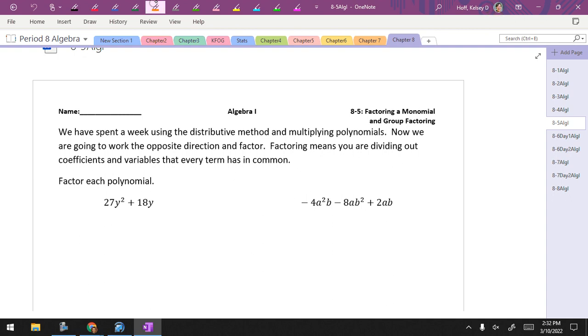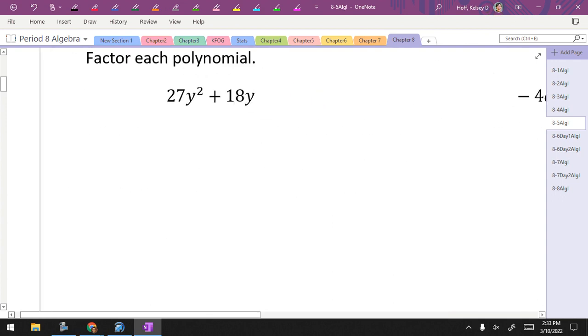Remember, if I gave you the number 8 and I would say, what are the factors of 8? You would say like 2 and 4. Two things that multiply together to give me 8. So we are going to take out, dividing out coefficients and variables that every term has in common. Okay? Factor each polynomial. So, two terms here.